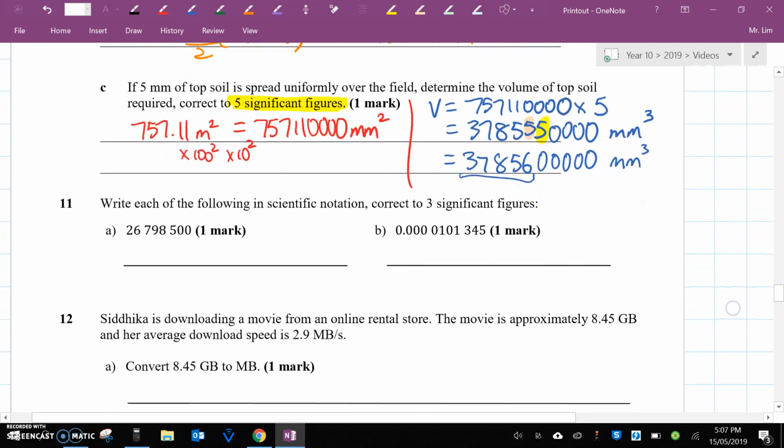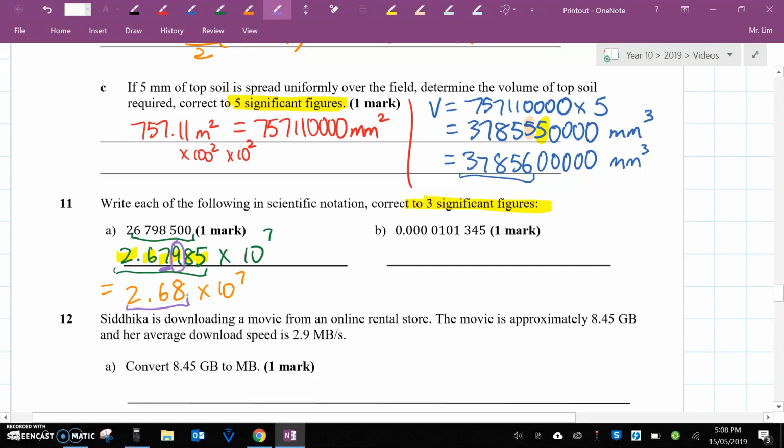Question 11. Write each of the following in scientific notation correct to 3 significant figures. So what we could do is just write it in scientific notation first. 2.67985 times 10 to the power of 7. Okay, there are 7 digits there. But this has 6 significant figures. 1, 2, 3, 4, 5, 6. I need it to have 3 significant figures. So I'm going to round this to 2.68 times 10 to the power 7. Now it has 3 significant figures. And it is this 9 that rounds the 7 into an 8. It's like normal rounding decimals. But now I have 3 significant figures because there are 3 digits there.